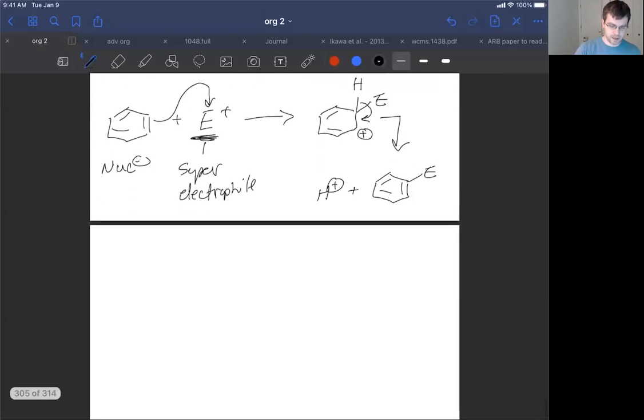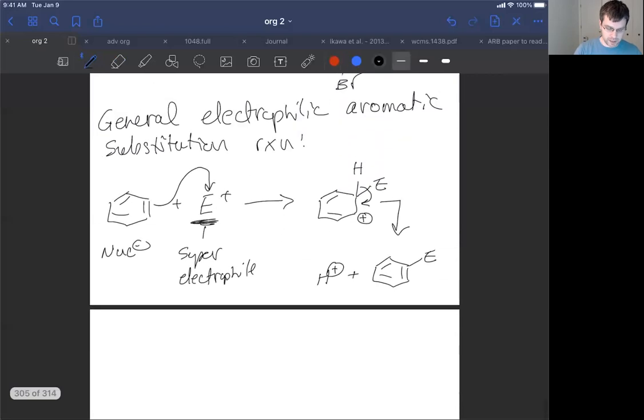Okay. Now I'll highlight this right here. This is our sigma complex. That's an intermediate in the electrophilic aromatic substitution process. It might not be the only intermediate depending on the super electrophile that we use, but it's the general intermediate that we see in every case.